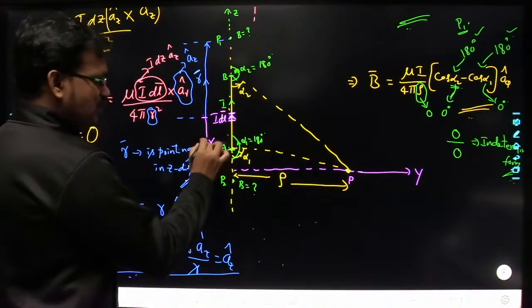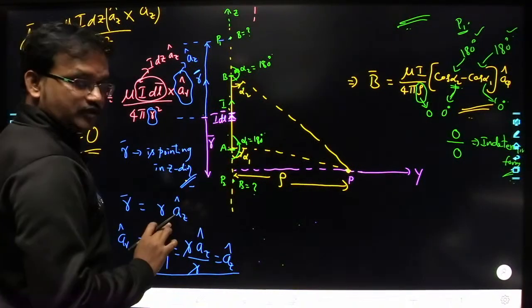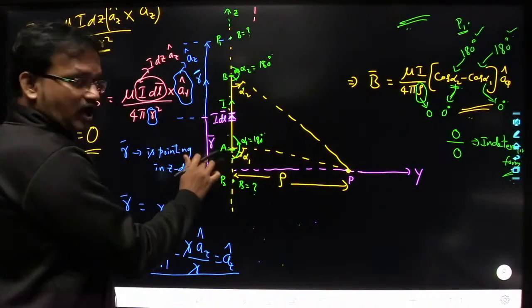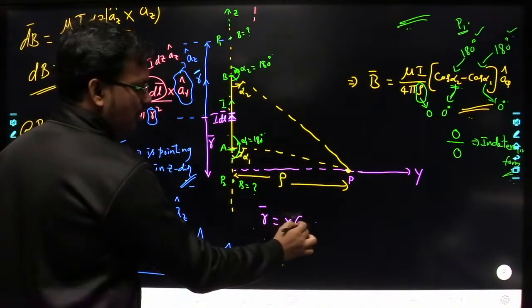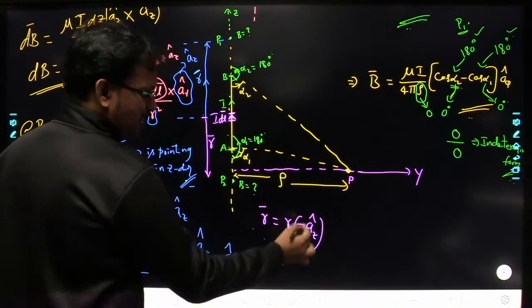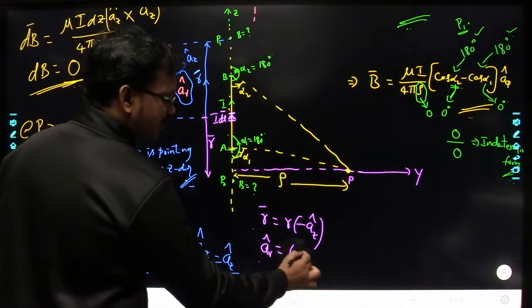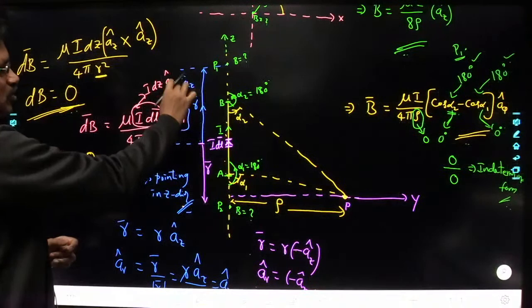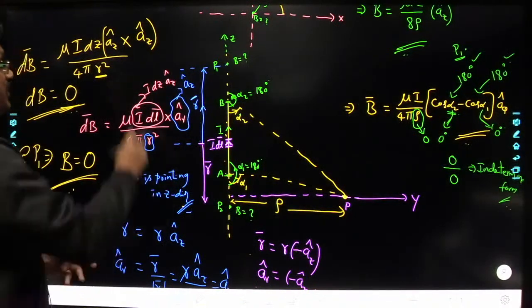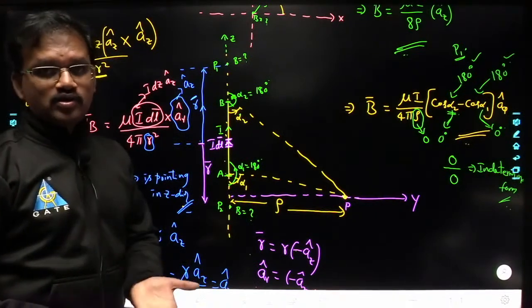Always R bar must point in which direction? From the current element to the point where you are trying to determine the B field. So this is R bar. In this case, R bar is equal to R into minus AZ cap. That means AR cap is equal to minus AZ cap. So AZ cap cross minus AZ cap will also become equal to 0.